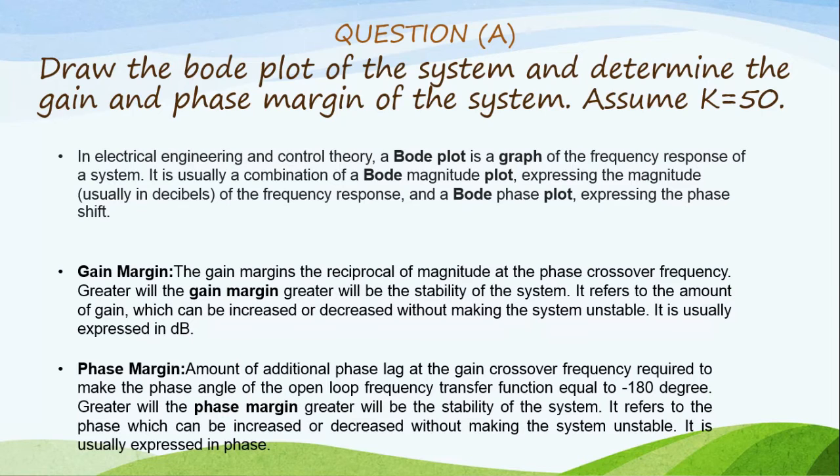For the phase margin, it is the amount of additional phase lag at the gain crossover frequency required to make the phase angle of the open loop frequency transfer function equal to negative 180 degrees. Same as the gain margin, the greater the phase margin, the greater the stability of the system. It refers to the phase which can be increased or decreased without making the system unstable. It is usually expressed in degrees.